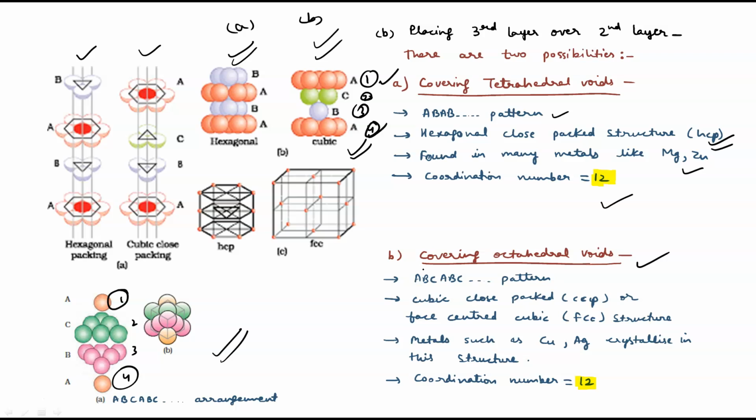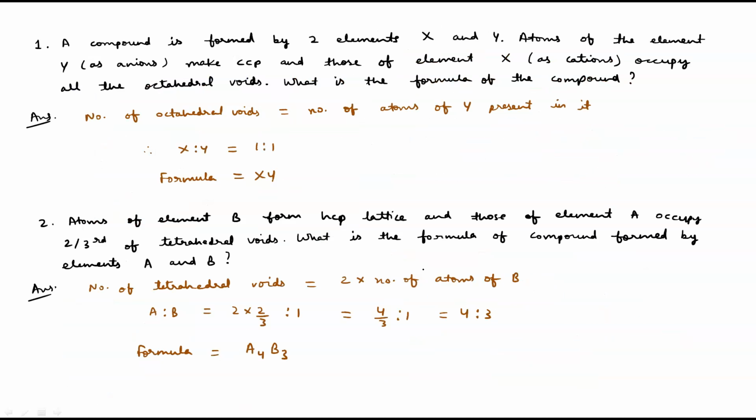Cubic close packed or face centered cubic. Metals like copper and silver crystallize in this structure. The coordination number is the same, 12, because HCP and CCP both have coordination number 12. So this is covering octahedral voids. Both these types of close packing are highly efficient and 74% of the space in the crystal is filled by these two, HCP and CCP. In either of them, each sphere is in contact with 12 others, so the coordination number is the same. So these are the two possibilities of covering octahedral and tetrahedral voids. Right now we can solve two questions by this.